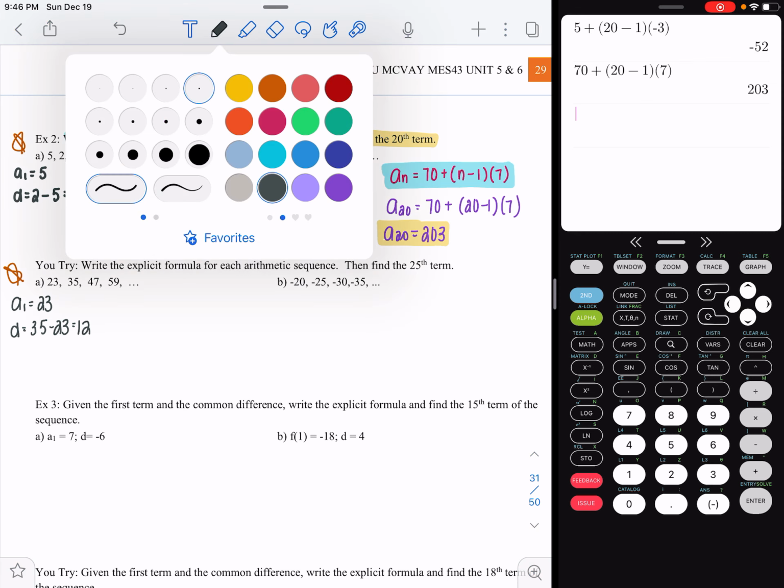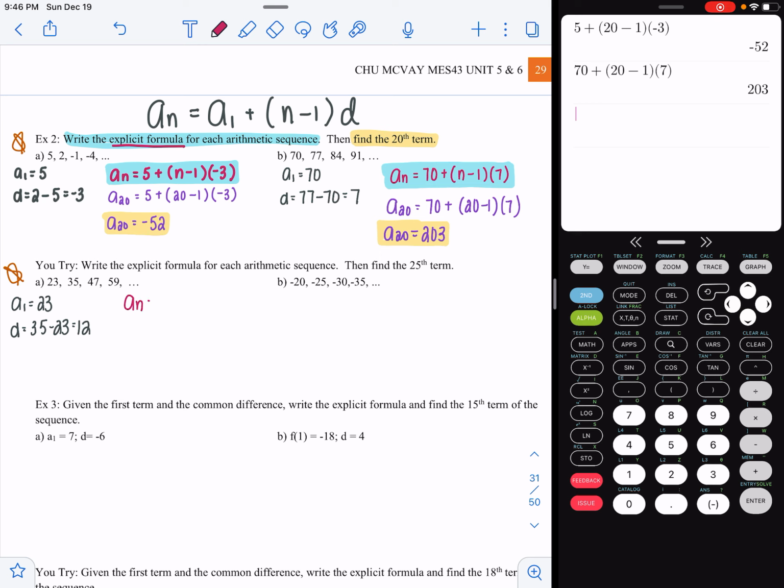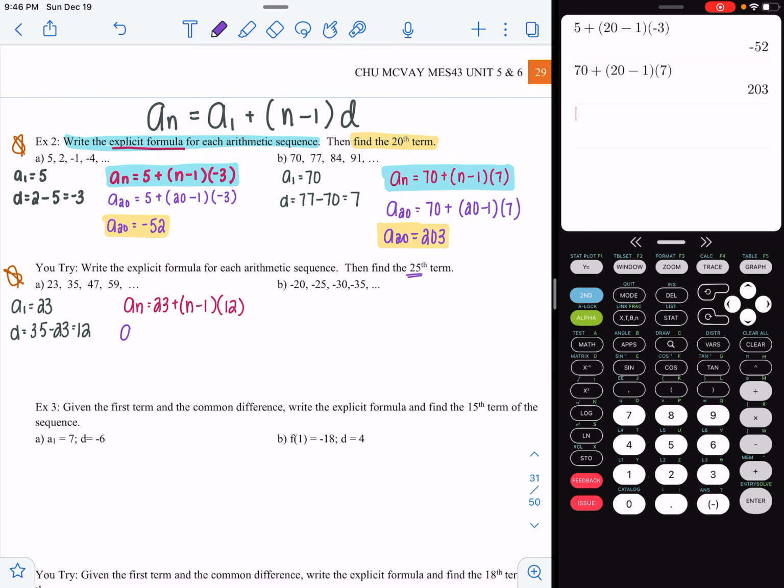So now I can write my formula. My formula is AN equals A1, which is 23, plus n minus 1 times my common difference, which is 12. This time I'm looking for the 25th term, so instead of 20, this is going to be A25 equals 23 plus 25 minus 1 times 12. So our 25th term, plug this into our calculator, 23 plus 25 minus 1 times 12. And I got 311.